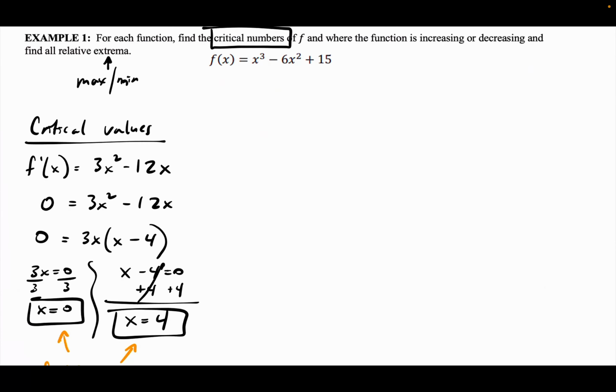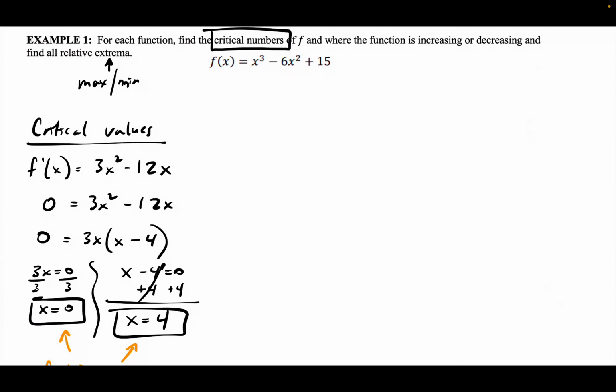So we're going to set up the first derivative test. The first derivative test involves a number line.